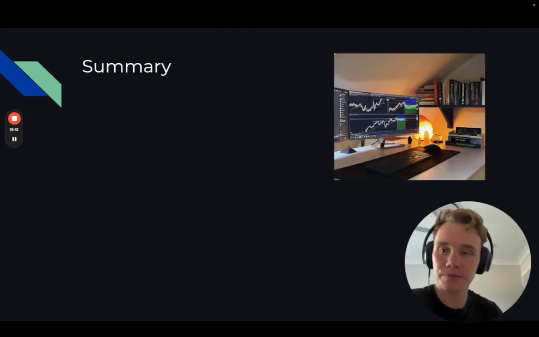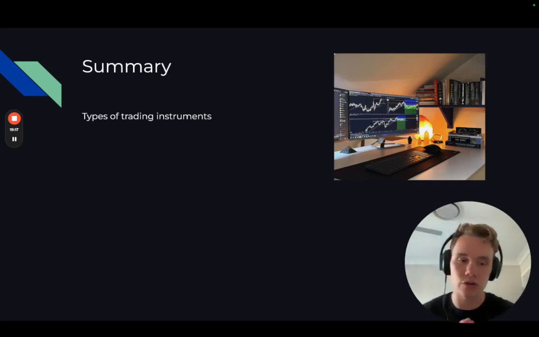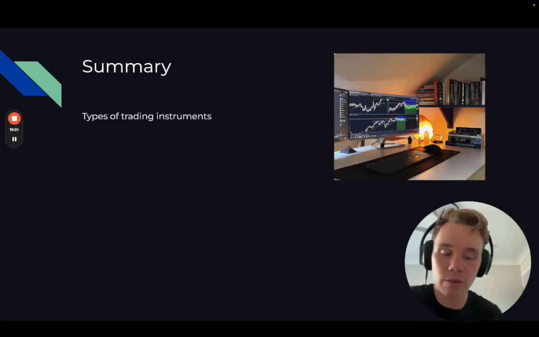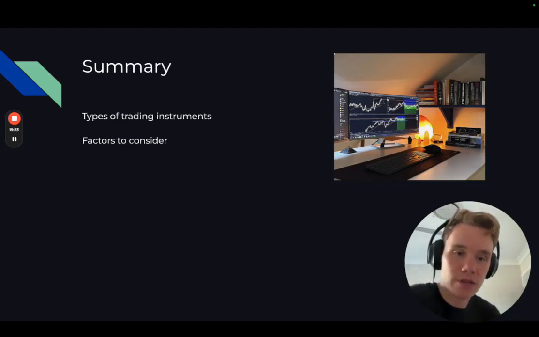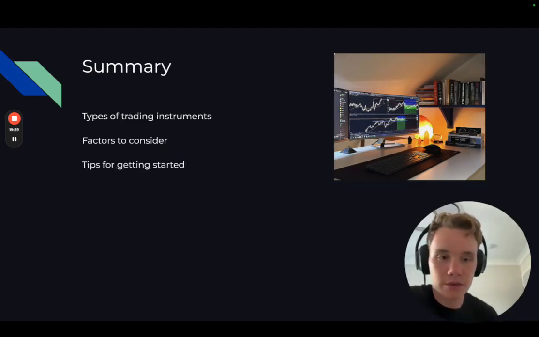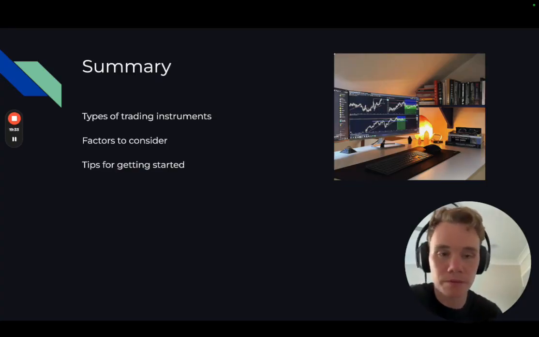Now, in summary, we've gone over some of the main types of trading instruments. I've just chosen a few, not going over all of them, just a few of the primary main ones that I'm most familiar with. We've had a conversation about the factors to consider when choosing which instruments you'd like to trade, and then a couple of tips just to get started and try to keep things in as safe a manner as possible.